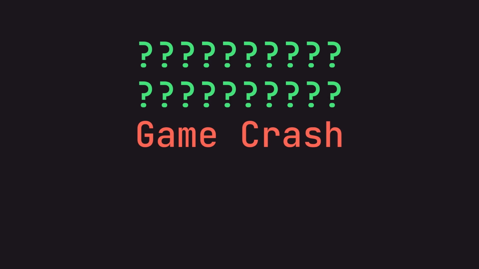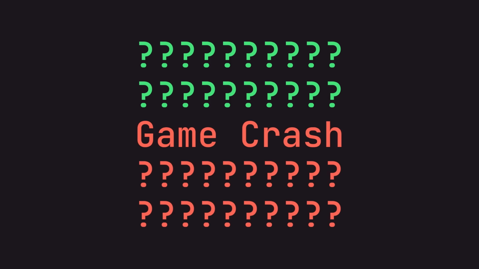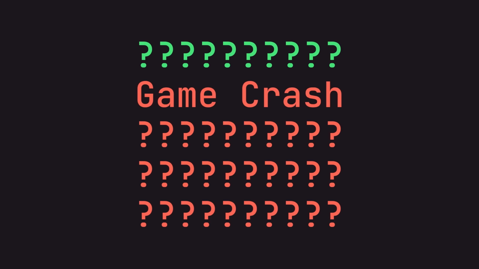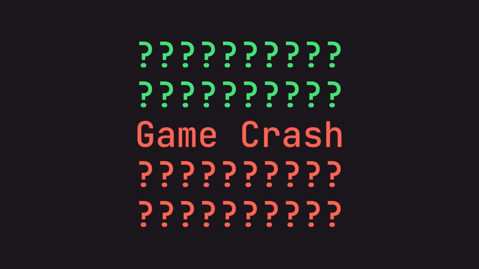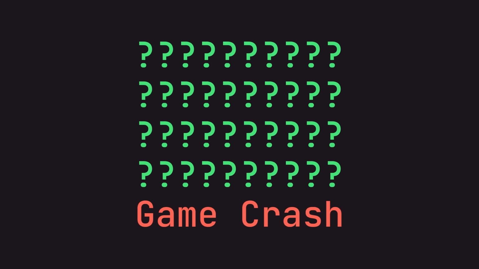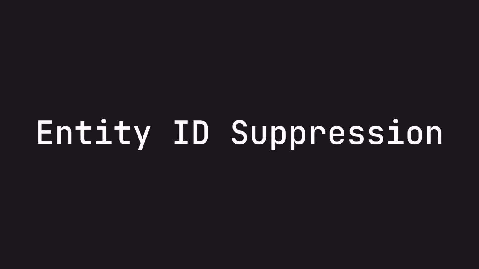All of the lines of code that happened before the crash will have happened, and all of the lines of code that were supposed to happen after the crash just won't. Where in the game code we cause this crash affects what we can do to the game, because making Minecraft just not do things in a way we can control is very powerful. Entity ID suppression, as you can tell by the name, uses entity IDs to cause a controlled game crash.